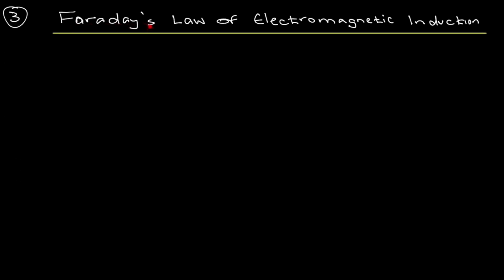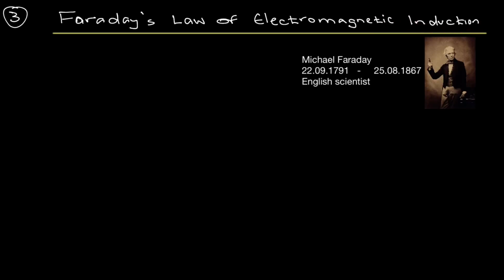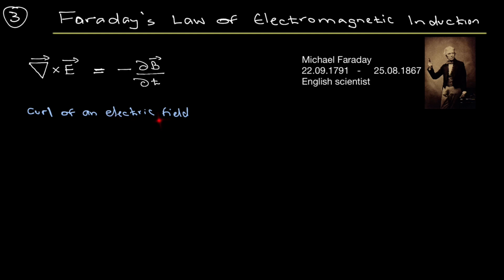The third equation is Faraday's law of electromagnetic induction. And this is Michael Faraday, English scientist. And it says that the curl of electric field is equal to the negative change in magnetic field over time. It means that electric field can be created from changing of magnetic field. Curl of an electric field, that's what that is. Creating the electric field by changing the magnetic field.